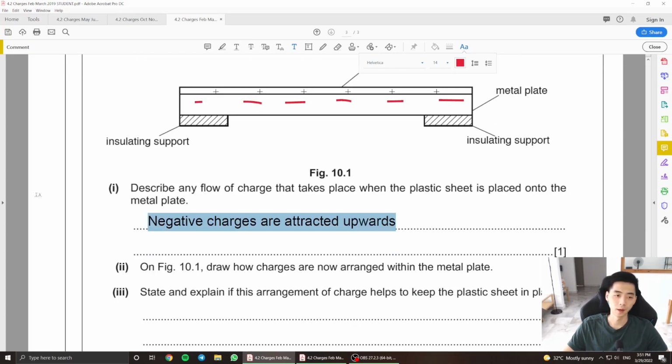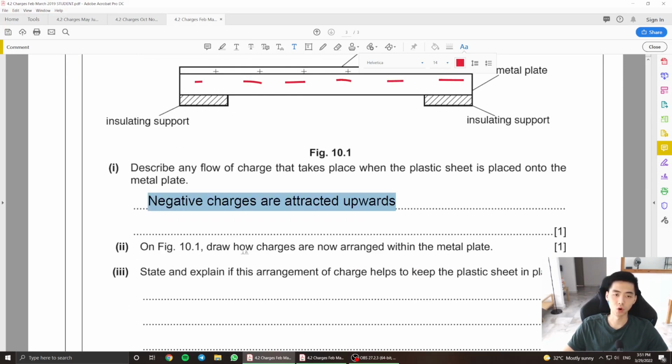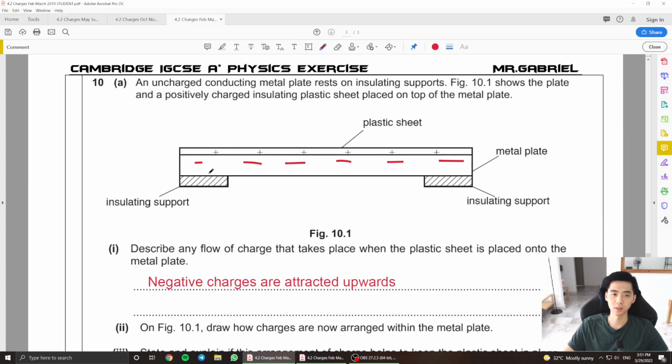Okay? Then after that, on figure 10.1, draw how charges are now arranged in the metal plate. Since it is on an insulating support, it means to say it's supposed to be neutrally charged. So for however many negative charges you have drawn, just draw the same amount of positive charges at the bottom.